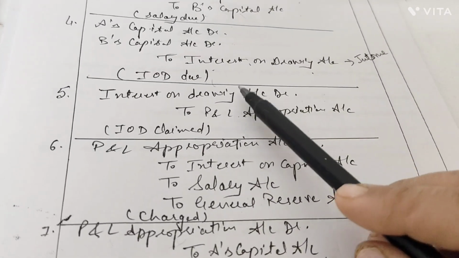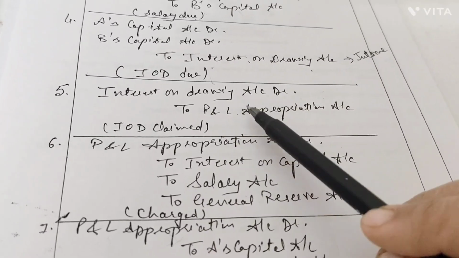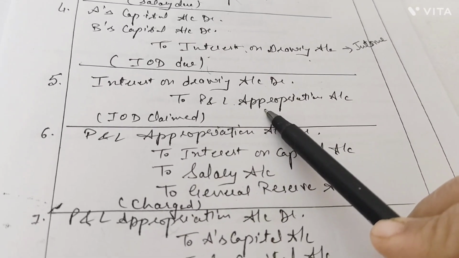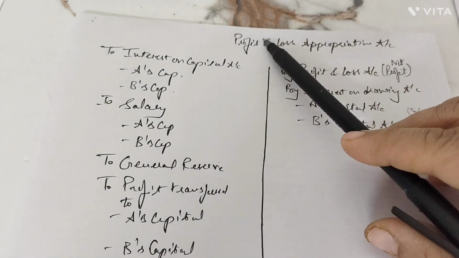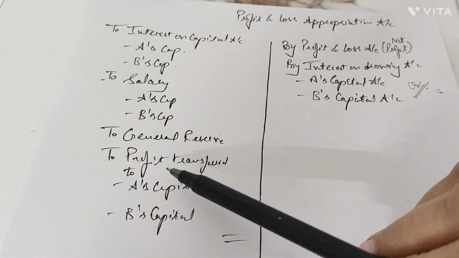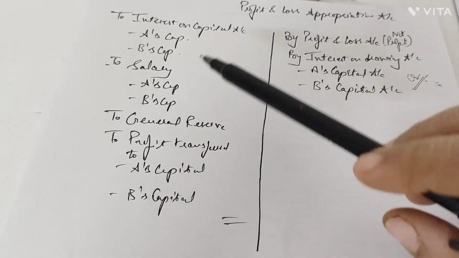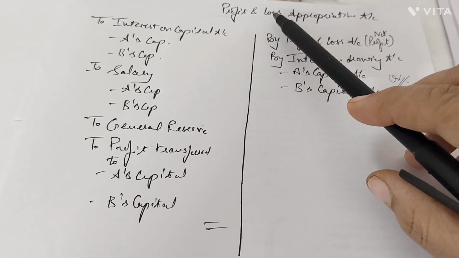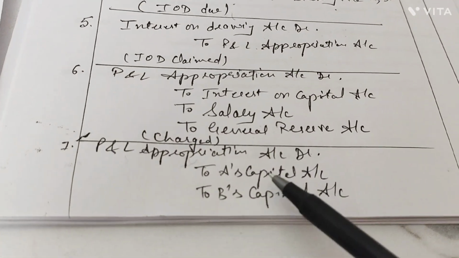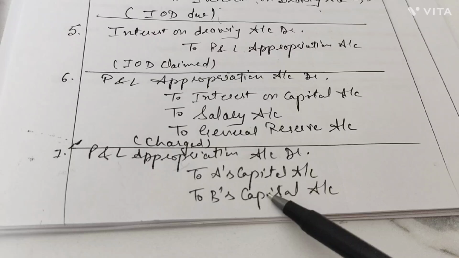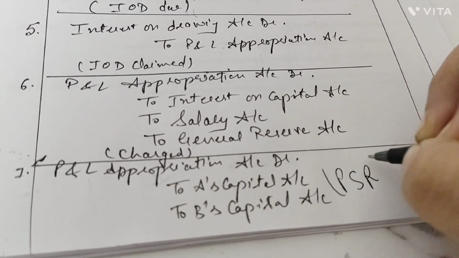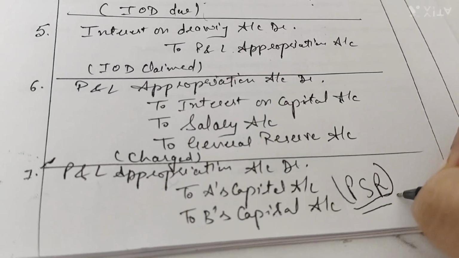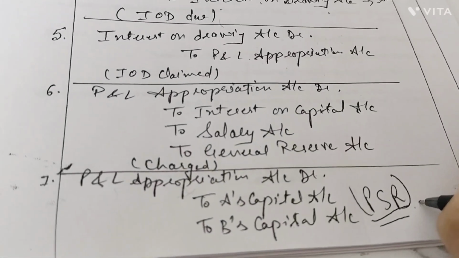On the other side, interest on drawings was income, so that has been debited and transferred to the P&L appropriation account. Now the leftover profit would be here. If there is a profit, P&L appropriation account debit to profit transfer to A's capital is written over here, so we will pass the last journal entry for this. P&L appropriation account debit to A's capital account, to B's capital account for profit being transferred in their profit sharing ratio. If no partnership deed is there, then the profit sharing ratio would be equal, right?